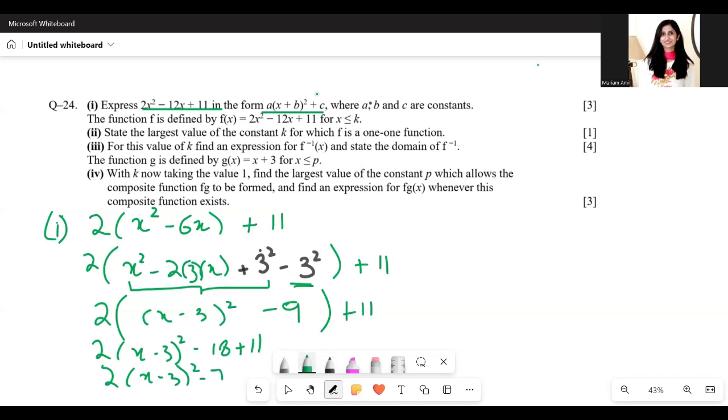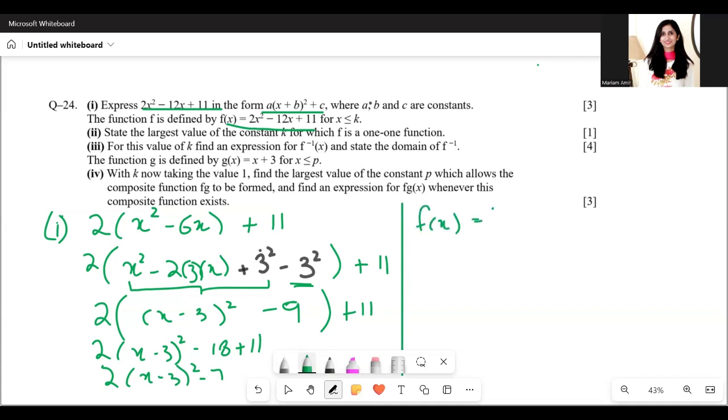And the domain of f(x), next part. It says the function f is defined by 2x² − 12x + 11. That means f(x) is the same function we just wrote in completed square form. So I am writing f(x) as 2(x − 3)² − 7, and the domain is x less than or equal to k. State the largest value of constant k for which f is a one-to-one function.